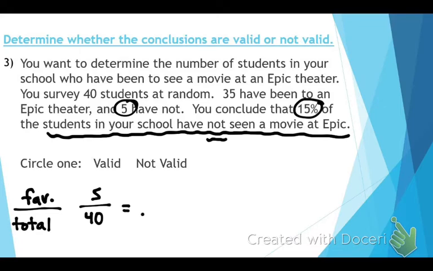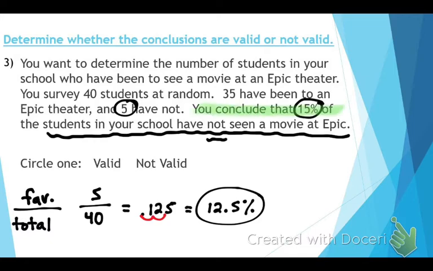Okay, those of you who said 8, you divided the bottom by the top. 40 divided by 5. You have to take the top number, 0.125. Let's turn that into a percent. When you do that, what do you get? 12.5%. Are we rounding? It never says anything about rounding, so we're just going to stick with 12.5% is how many people have not been to an Epic theater.